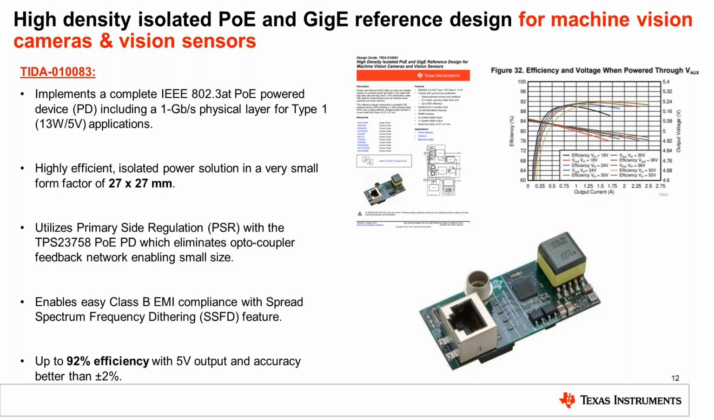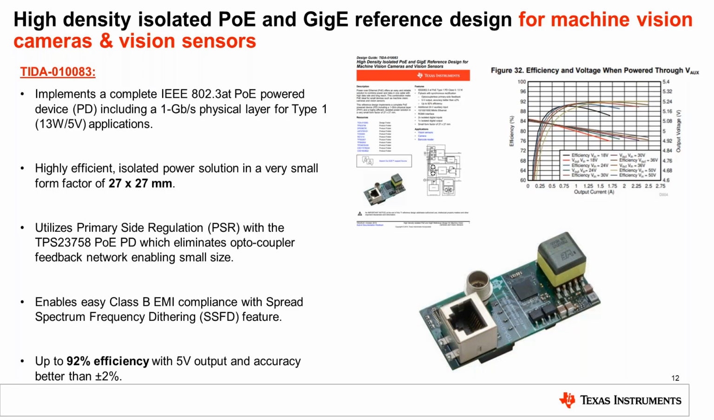So this reference design uses our TPS23758. It uses it in a primary side regulated topology, which eliminates the optocoupler and all that feedback network, really enabling a small solution size. In addition, the TPS23758 has a feature called spread spectrum frequency dithering, or SSFD, which enables the dithering of the switching frequency to reduce EMI or enable easy Class B EMI compliance.